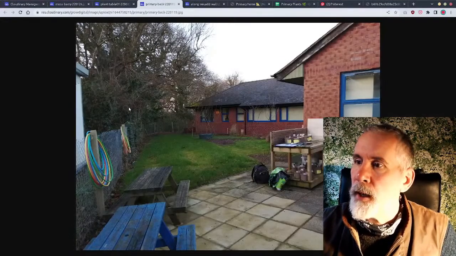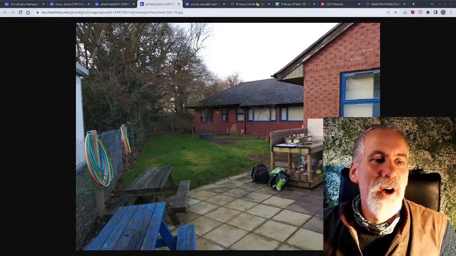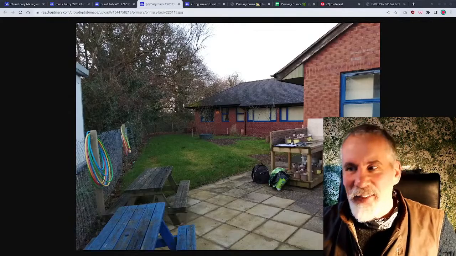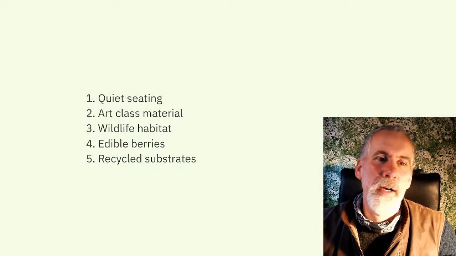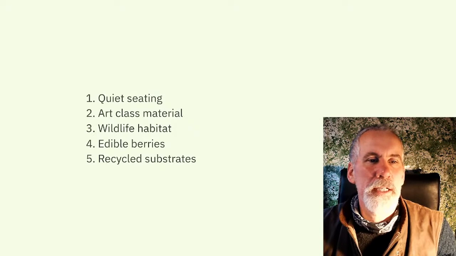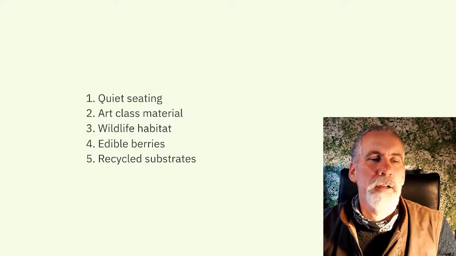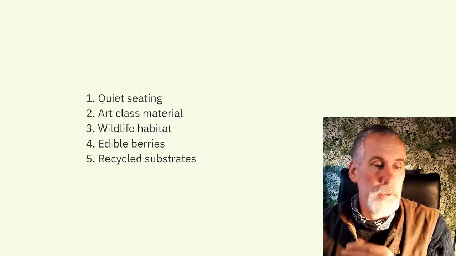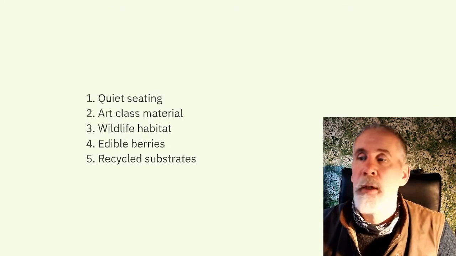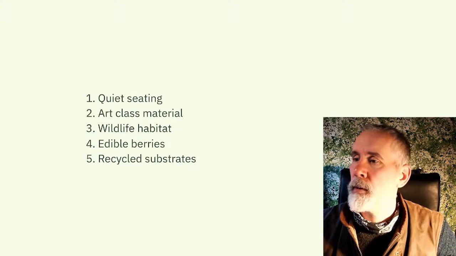So, here we go. This is where I went wrong last time. These are some of the main ideas behind the design: quiet seating, art class material, wildlife habitat, edible berries, and recycled substrate. I'll just go through them quickly, and there are also a couple of features I want to talk about as well. Quiet seating is the top of the list.